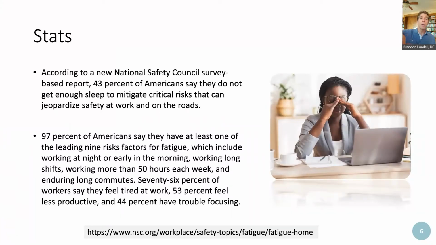Just a few statistics. Fatigue is getting worse. We rank one of the highest of all the countries on fatigue. It affects our work, our family, our entire life. We're working more and getting less sleep. Our lifestyle isn't conducive to health, so we are suffering, and our patients are suffering for it. Next slide.